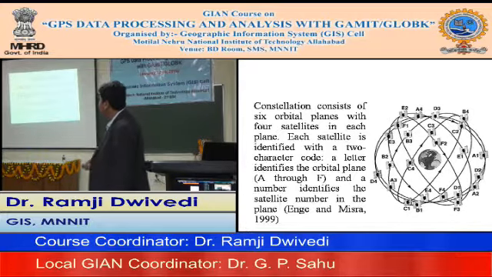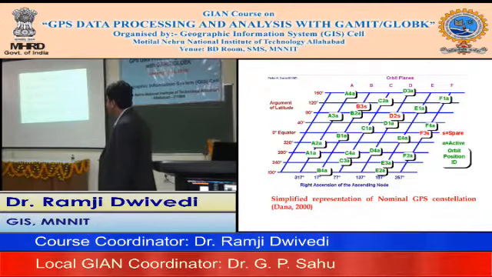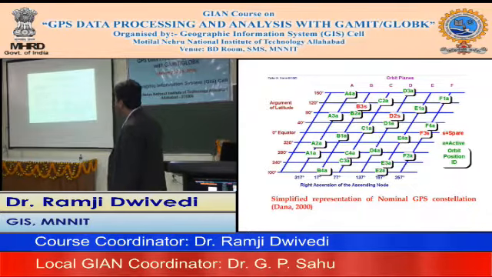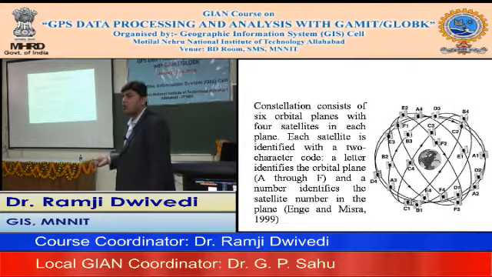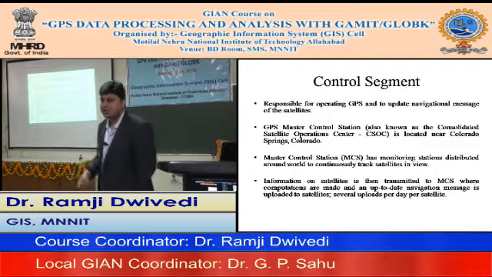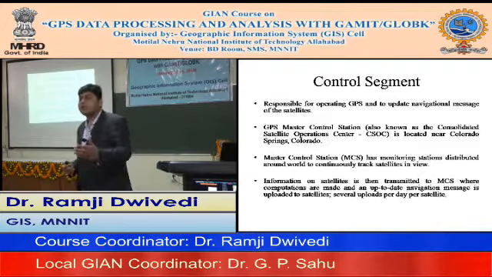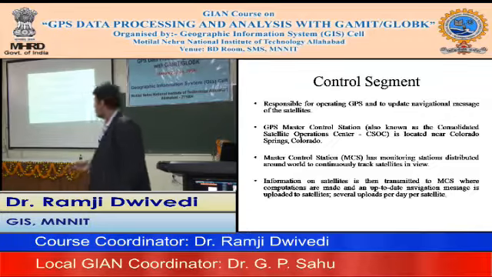And as I said, the control segment is all the eyes and ears of the satellite system. The master control station, also known as the Consolidated Space Operations Center, CSOC, is located near Colorado Springs, Colorado. The master control station collects all data from all monitoring stations, processes it, and sends it to the uplink station so that it can be sent to the satellites.